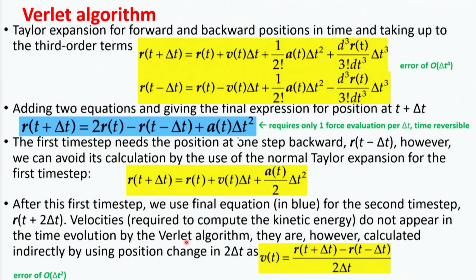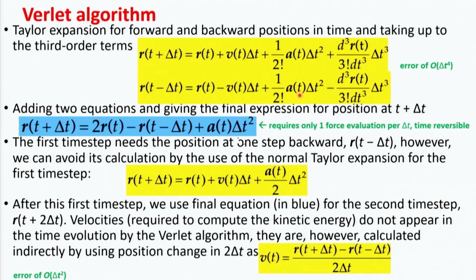Based on this, I will discuss mainly three types of algorithms. One of them is called the Verlet algorithm. In the Verlet algorithm, we take the Taylor expansion for the forward and backward positions. So, this is the forward position: if you know the position at t, we want to get it at t plus delta t. Also, you may know the backward step, at t minus delta t. For both these cases, we can write a Taylor series expansion.